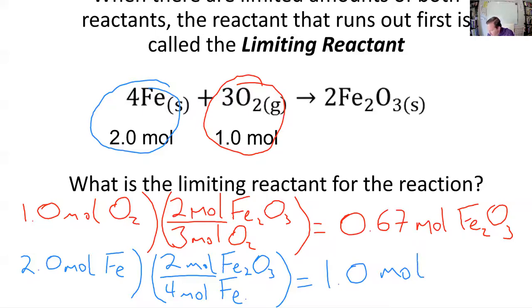And when we do the math, we see we can make 1 mole of Fe2O3. So by comparing those two numbers, whichever number is smaller is the real answer. Whichever number is smaller tells you what the limiting reactant is. Because whatever you're running out of first is going to make the least product.